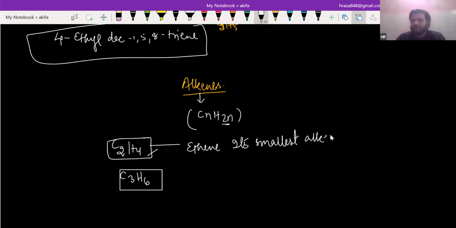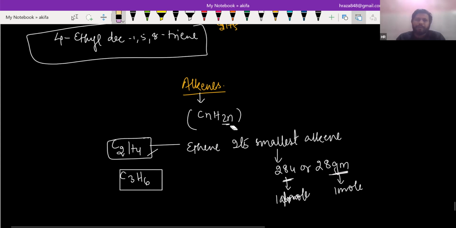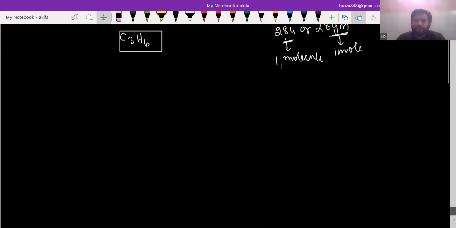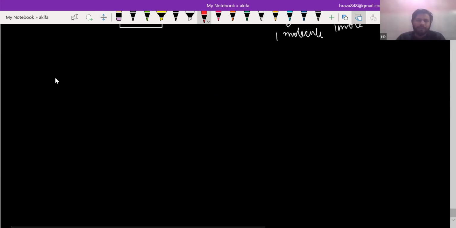It's the smallest alkene, and the molecular mass of the smallest alkene is basically 28 u or 28 gram. Gram stands for 1 mole, and this is for 1 molecule. Is that clear? Yes. Now, moving to the alkene and its structure.